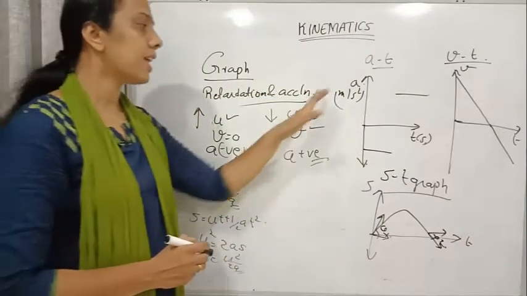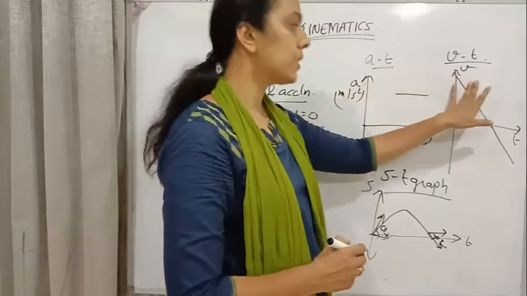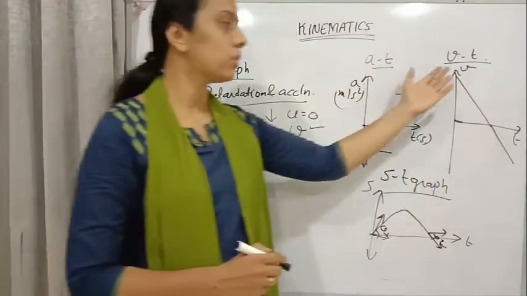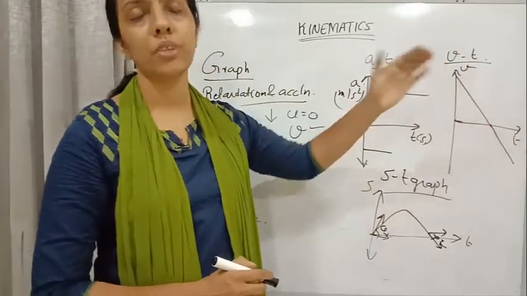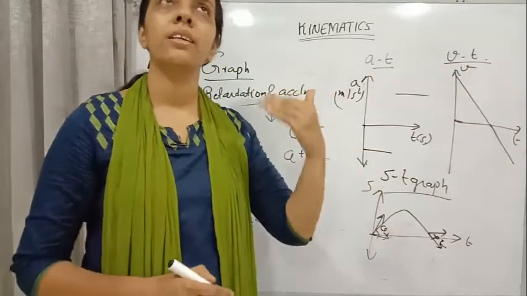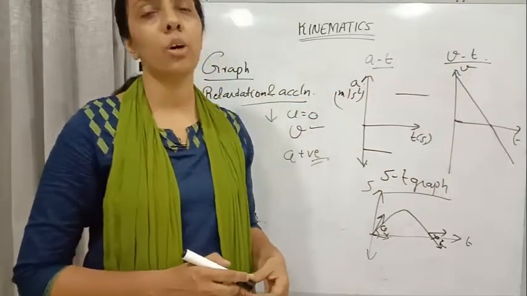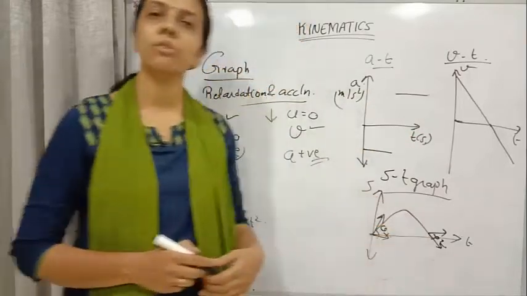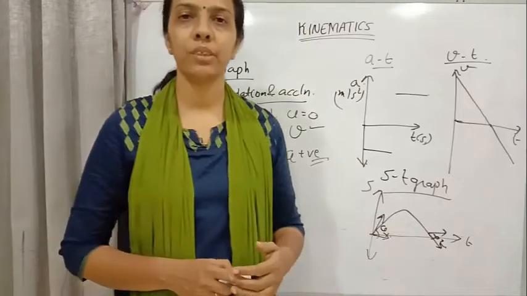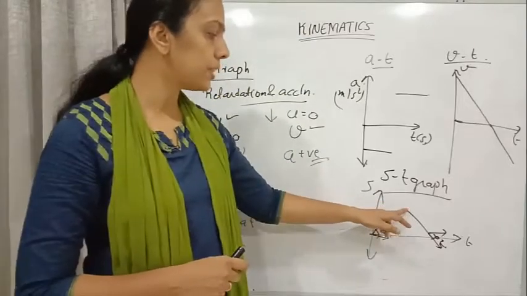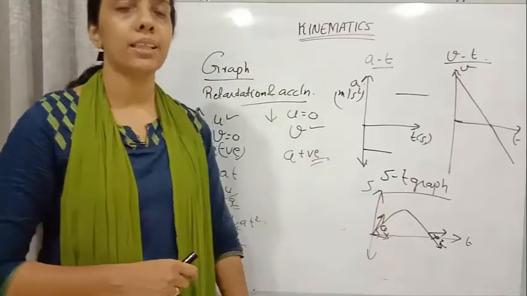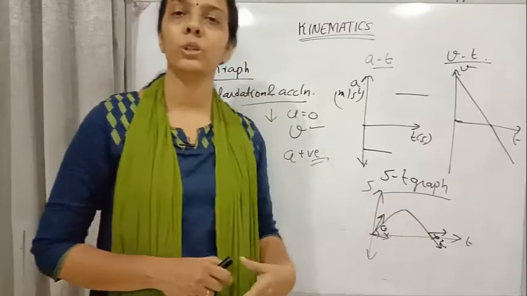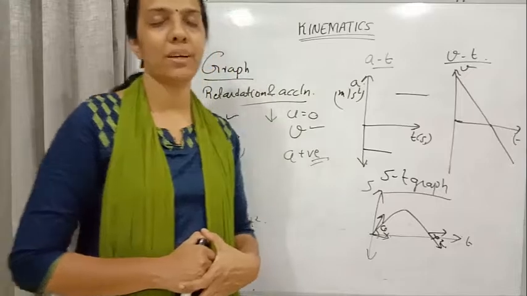Clear? So this is the acceleration time graph and the velocity time graph. From the velocity time graph you can find the acceleration by finding the slope of the graph, and we can find the displacement of the object from the area under the graph. From the displacement time graph you can find the velocity. Clear? So this will be the maximum height. The maximum height position will be here, and here there is no slope at all, so velocity is equal to 0 at the maximum height. Clear?